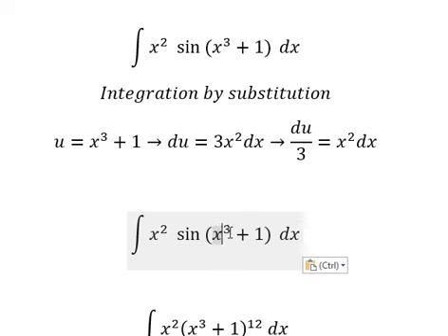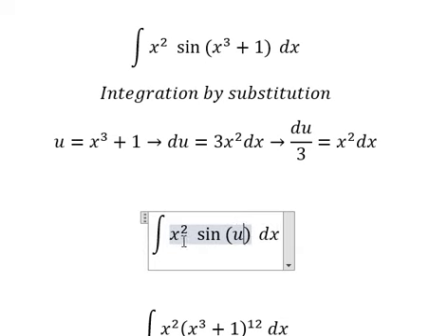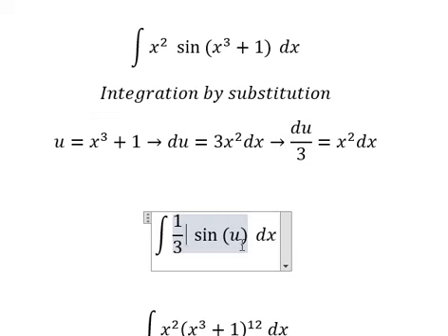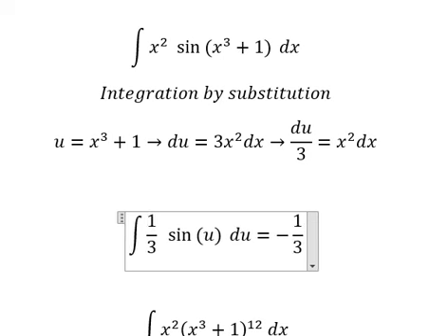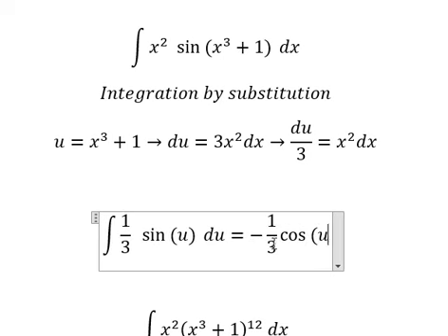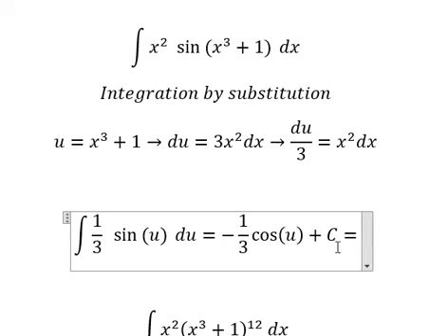So this one we change for u, and the s we change for this one. The integration of sine u is negative cosine u, plus c. About u, that is this one.